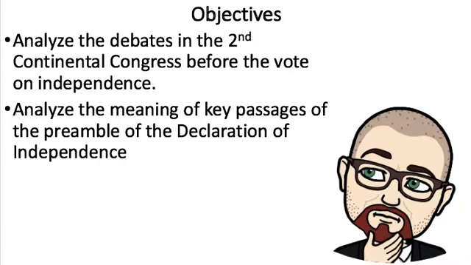Let's rock and roll as we're looking at the Declaration of Independence today. First thing we're going to do for this lesson is analyze some debates in the Second Continental Congress that went on before the vote on independence. The articles on Discovery never really got into this, and it feels like important content, so I want to touch on it. Then we're going to start analyzing the meaning of some key passages of the Declaration of Independence, focusing mostly on the preamble. We're also going to look at how the Declaration of Independence is made up. What are its parts?